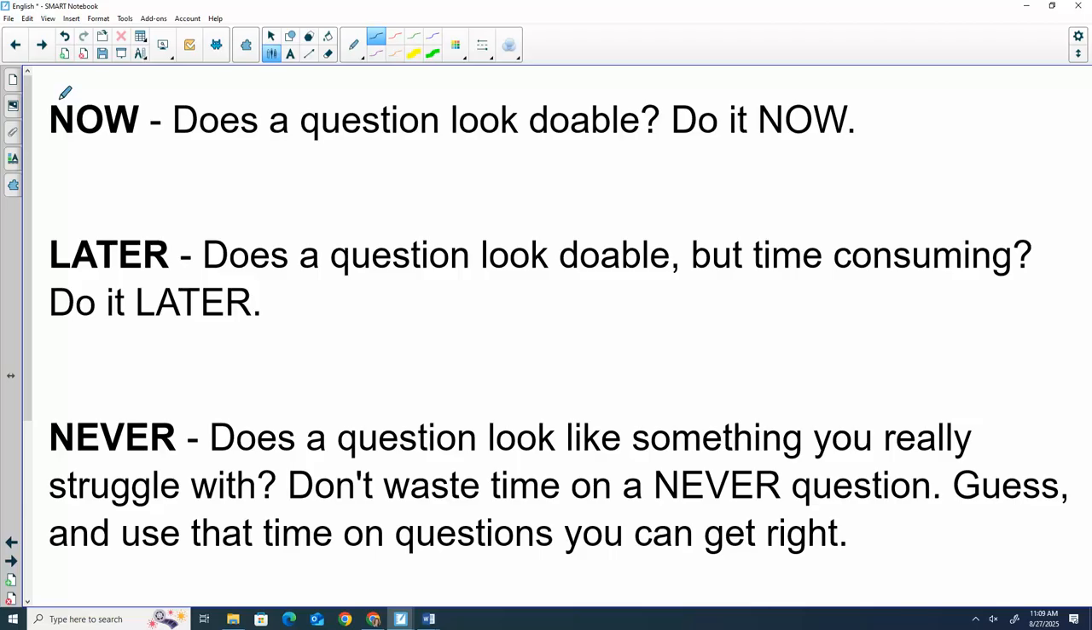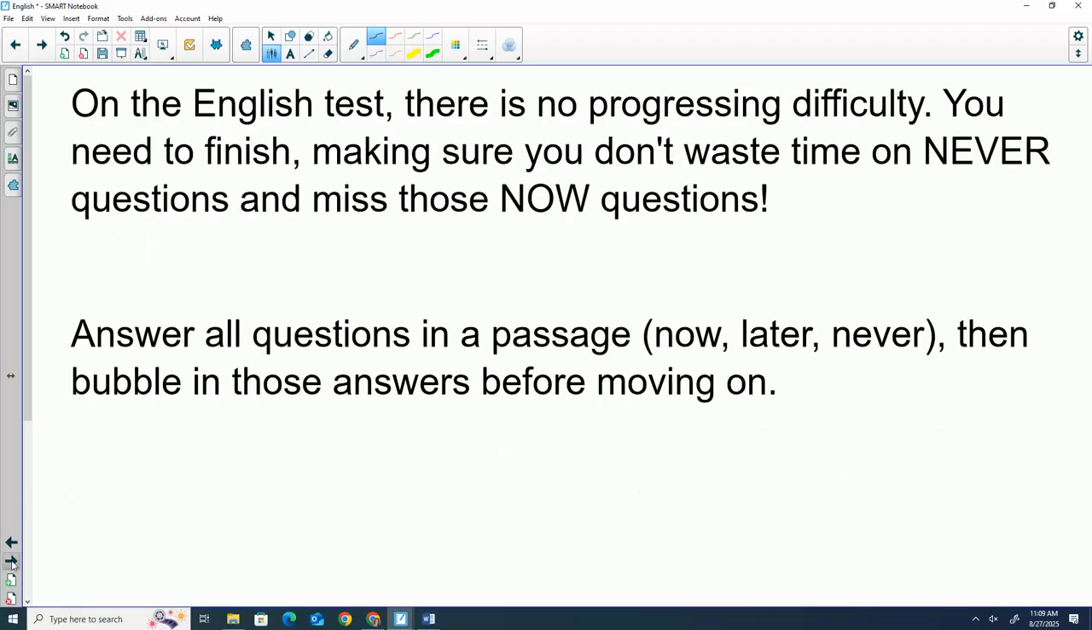A never question is something that you really struggle with. So maybe those questions where it's like, where should this sentence be placed to make the most sense? If you know you have a hard time with those, don't waste the time on it now. Guess and save that time for questions that you know you can get right, because on the ACT, everything is equal weight. You don't get more points for getting the hard questions right. So focus on the ones that you really can do. If it's something that you know you can't, then just guess and move on. Don't waste the time on it.